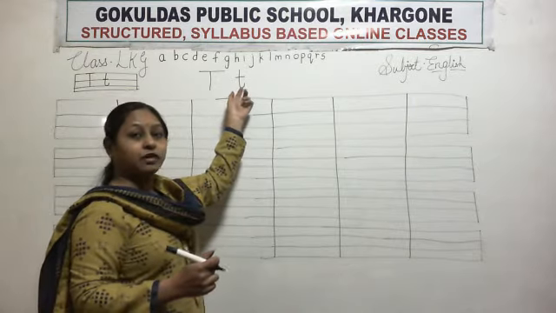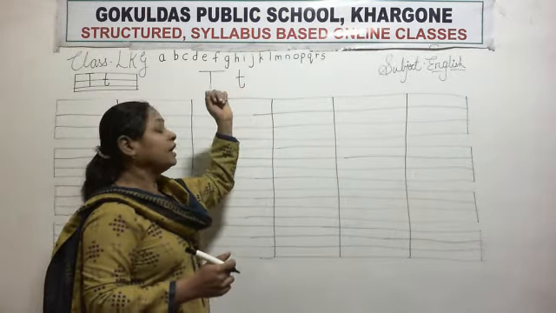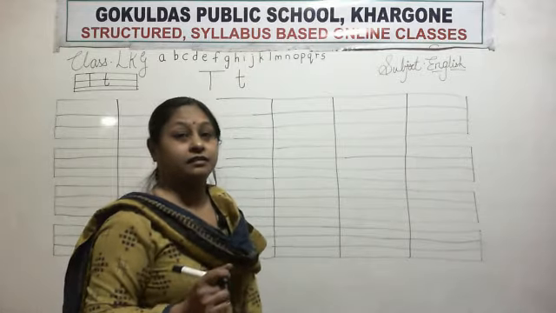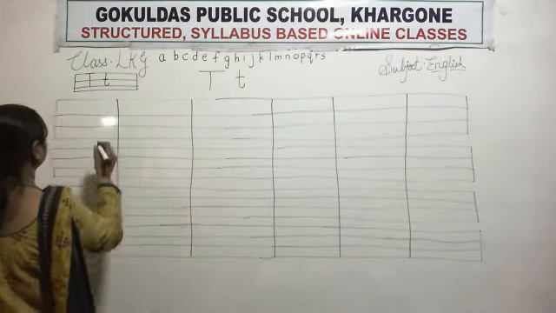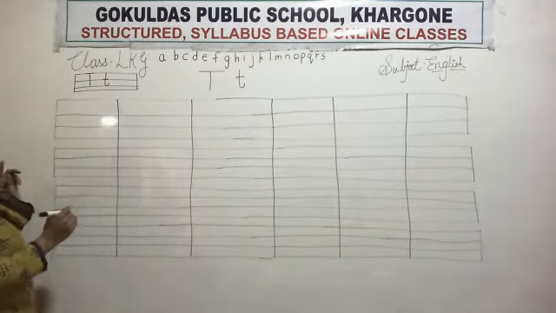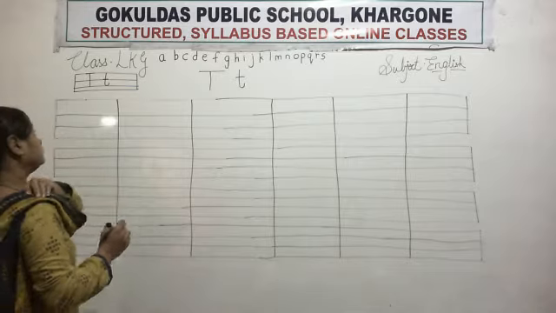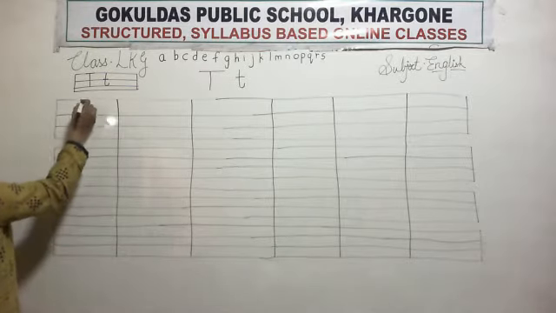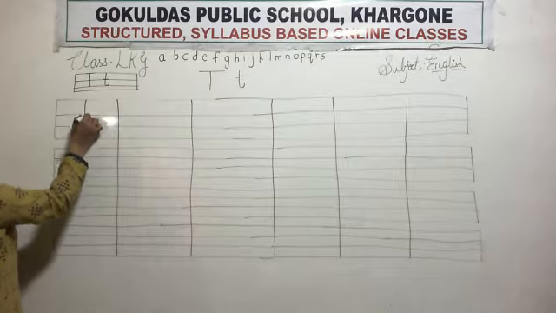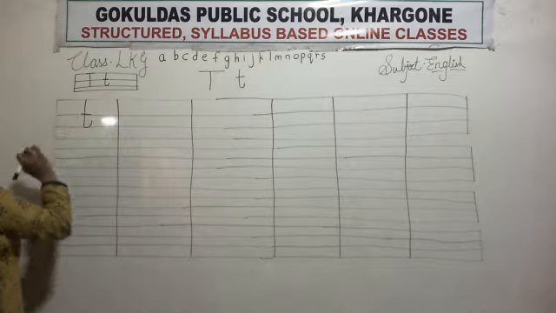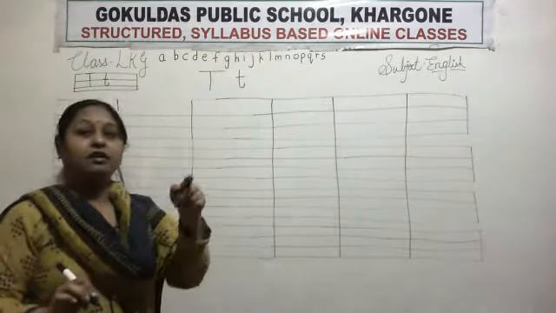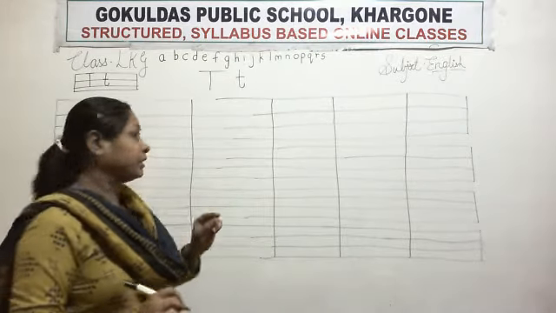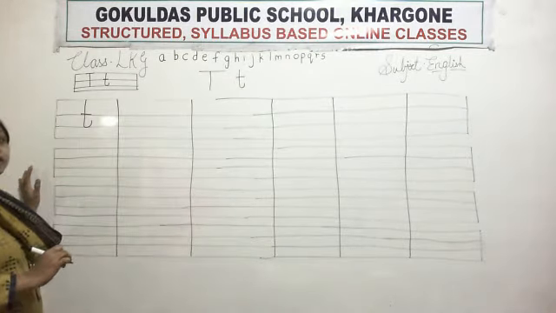So today we will start to write the lowercase letter, small letter t. And the sound of t is t. Look here. We will start from the upper line: standing line, then curve, after that sleeping line. Like this you have to write letter t.